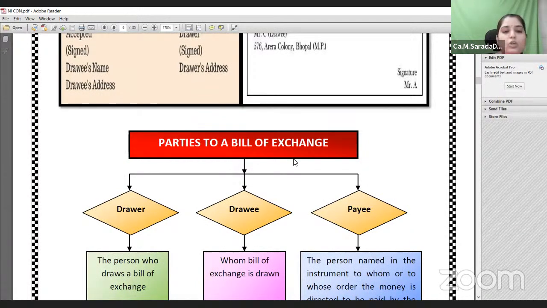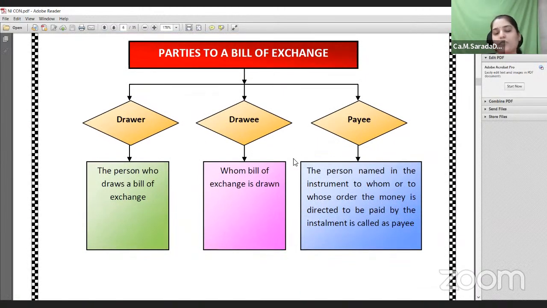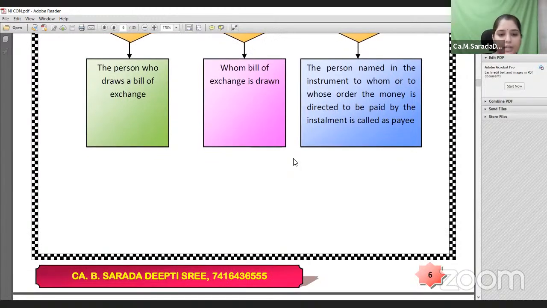Drawer, drawee, and payee. Drawer means the person, the seller, who will prepare the bill. Drawee is the person on whom the bill is prepared, that is the buyer, and whose signature is important on a bill. If the drawer holds the bill until the due date, he will also be called the payee or the holder of the instrument. If he cannot hold the bill until the due date, he can endorse the instrument. When he endorses the instrument to Mr. X, then Mr. X, or any other endorsee, would be called the payee or the holder of the instrument. And if he wants, he can keep it with himself until the due date or he can also endorse the instrument.